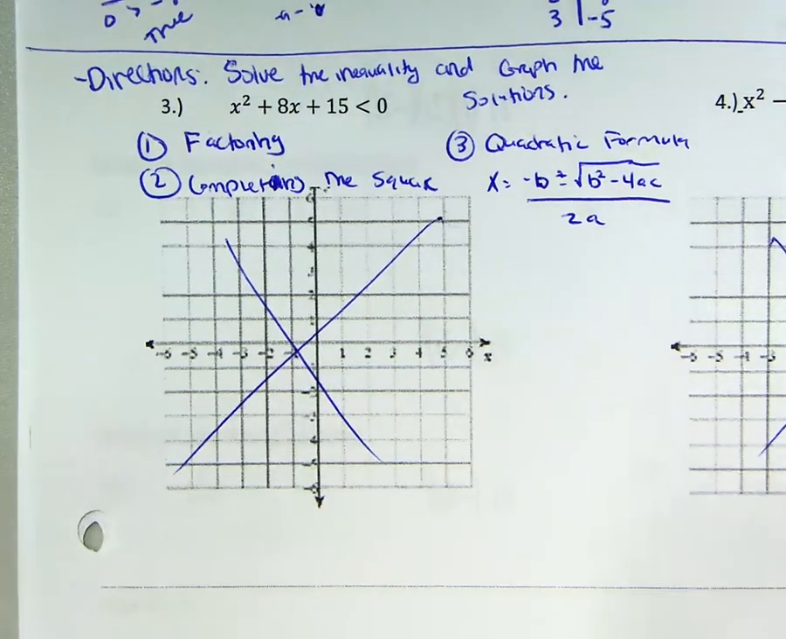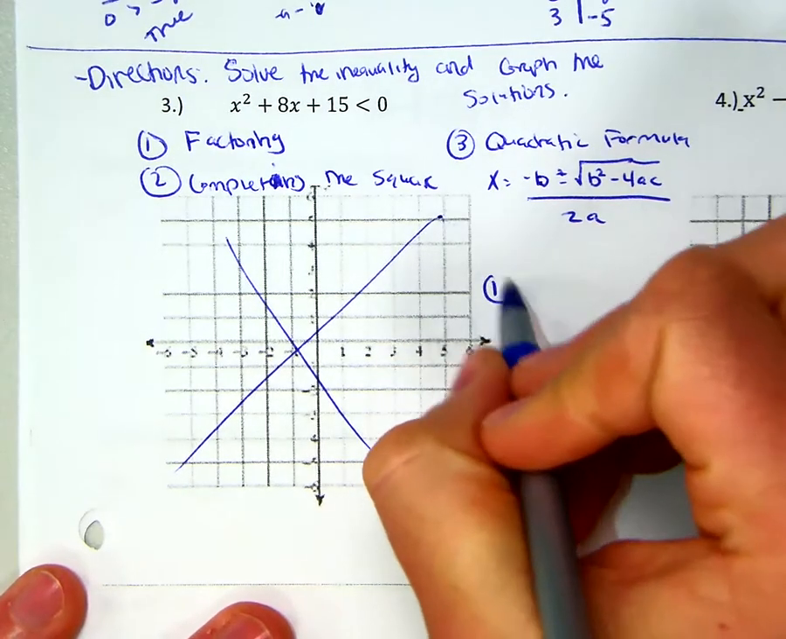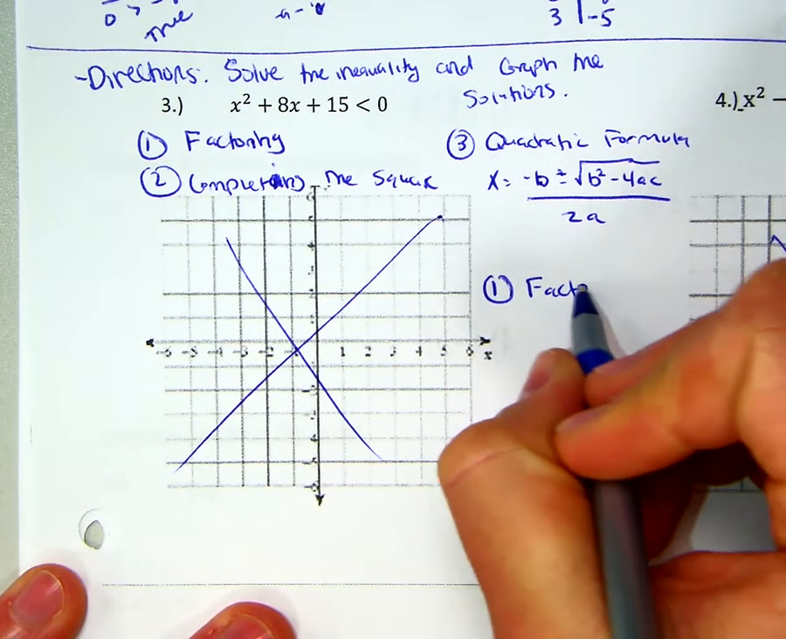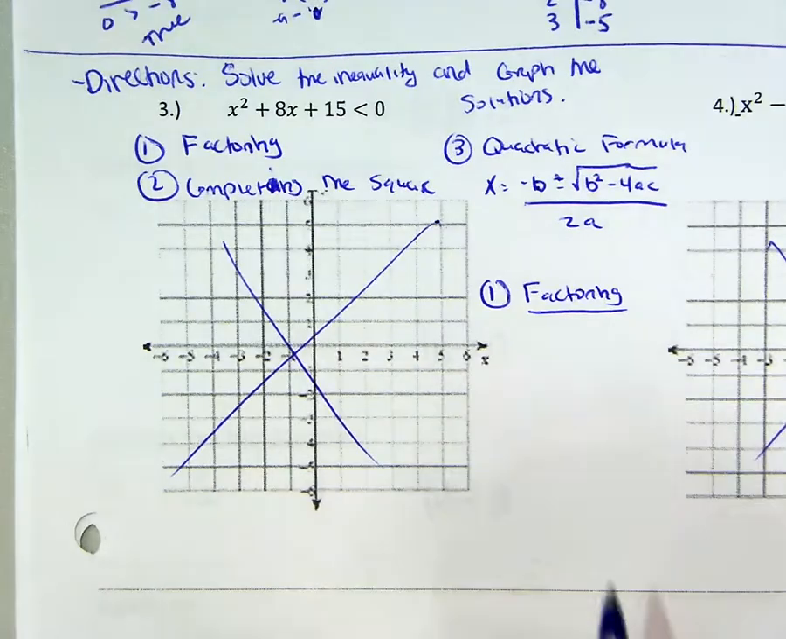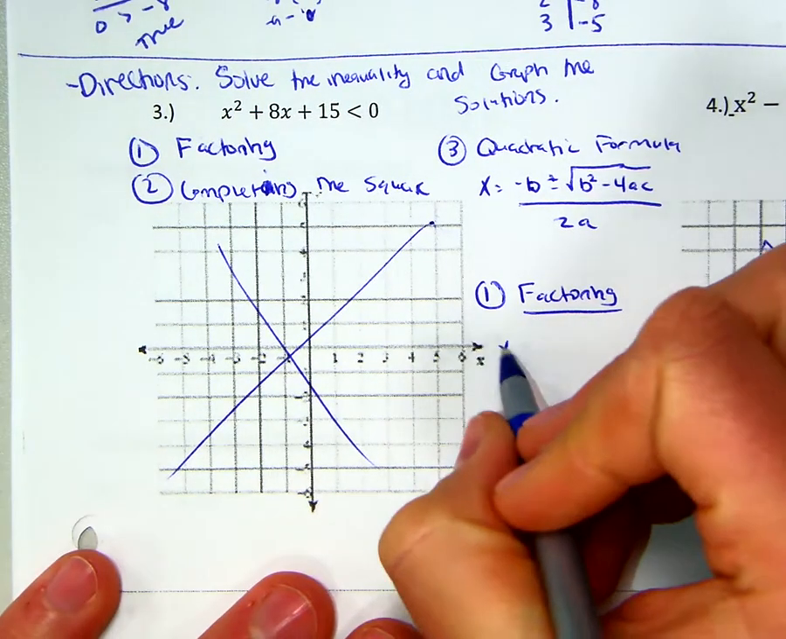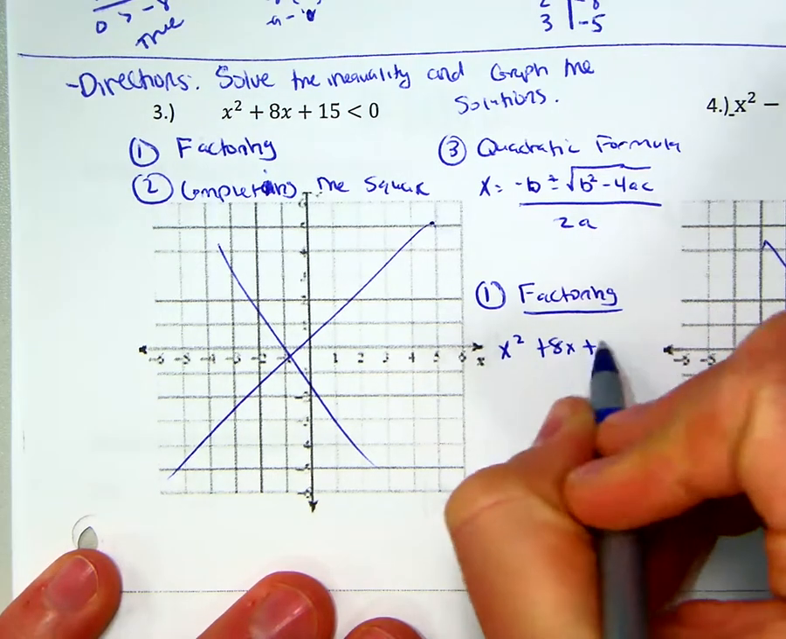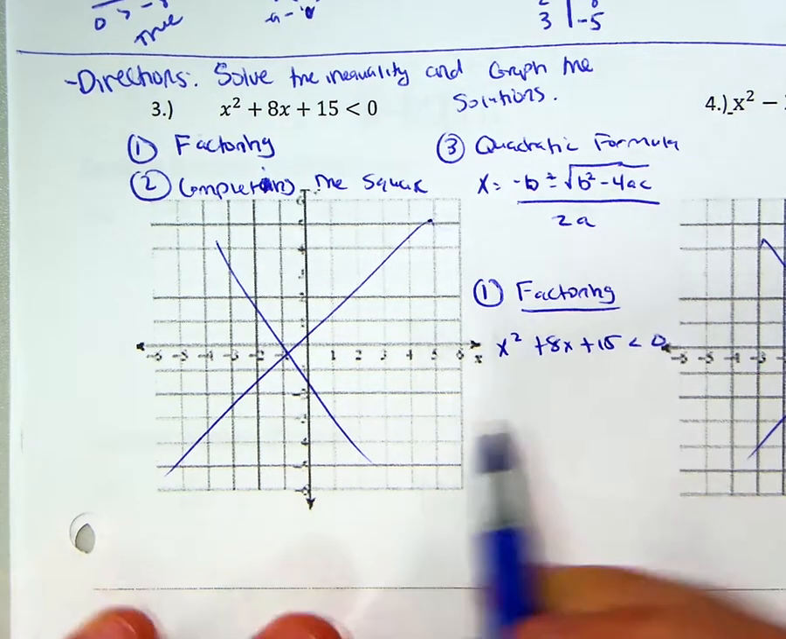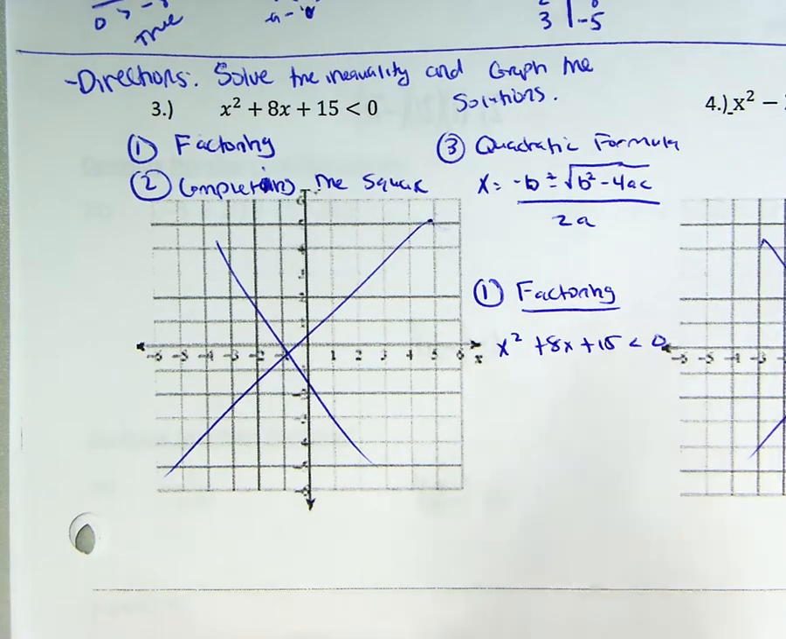I'm going to show you factoring again. So here's one, the factoring. If you like the quadratic formula a lot, you can do the quadratic formula way. You're going to get the same answers. But factoring again, so we have x squared plus 8x plus 15 is less than 0. What two numbers multiply to 15 and add to 8?